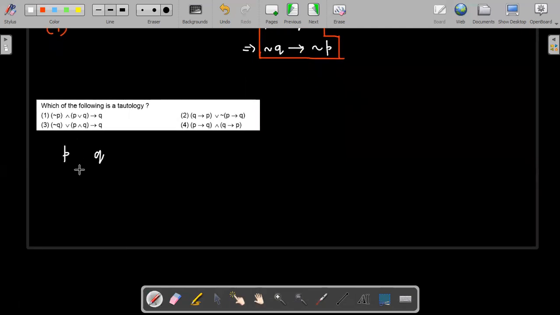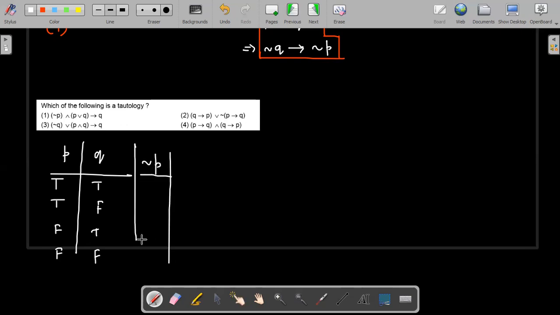P, Q. So true, true, false, false, true, false, true, false. First, we have not P. Calculate not P, or negation of P. False, false, true, true. Then with what we have, P or Q. So in P or Q, remember, if there is one truth, it will always be truth.